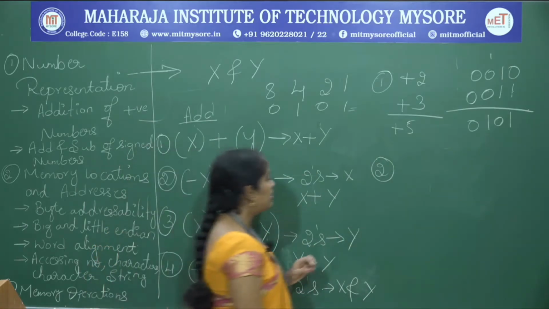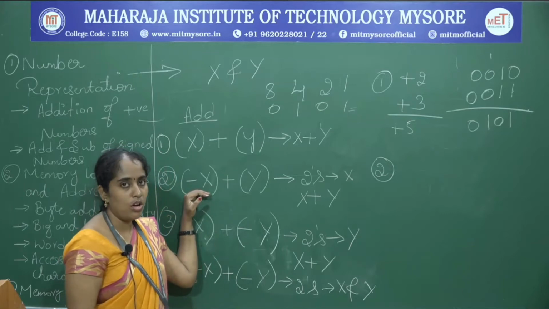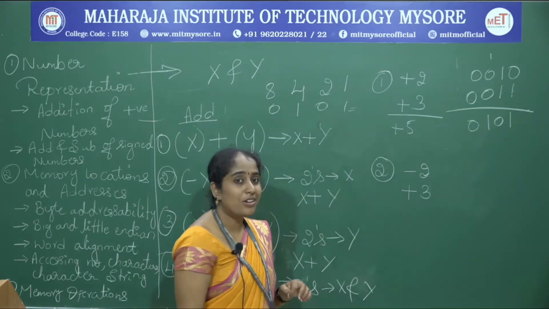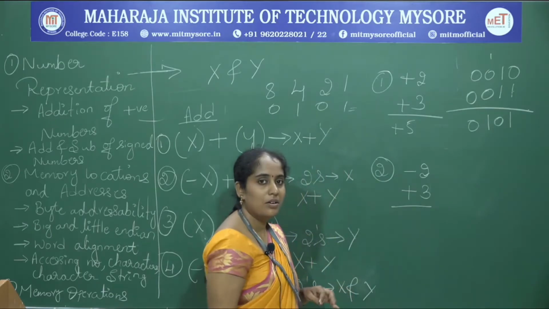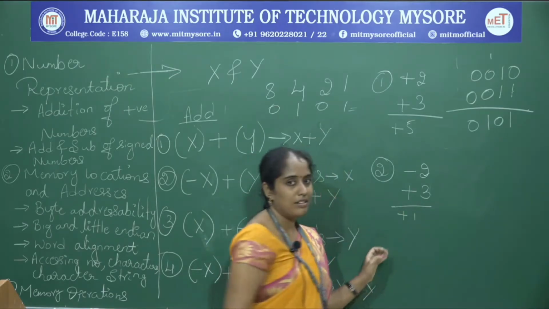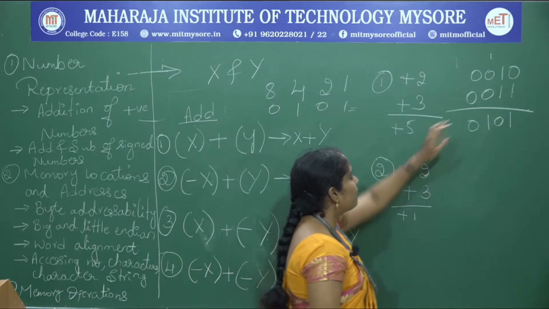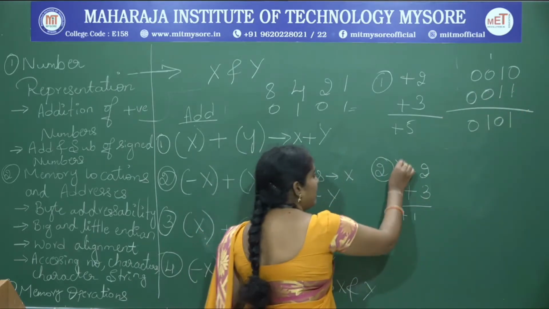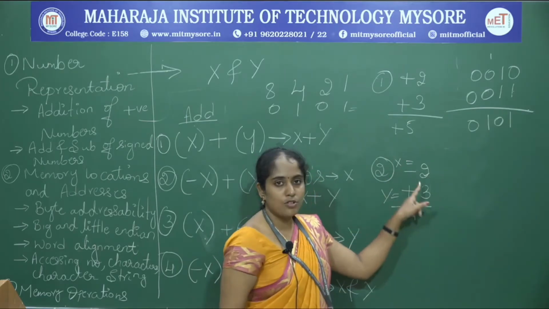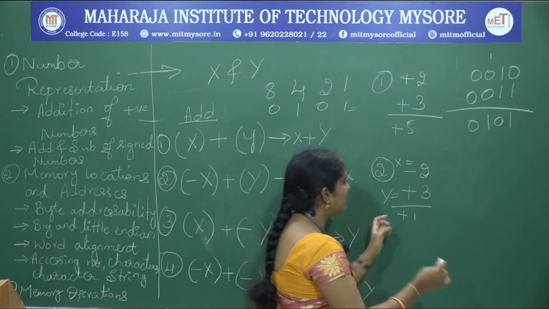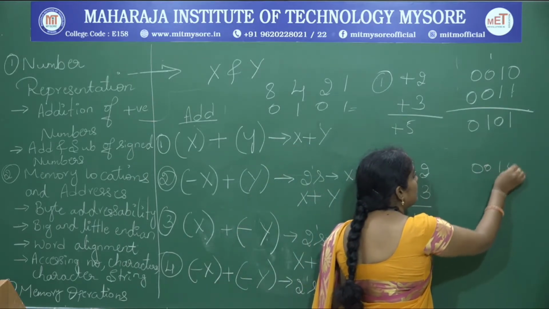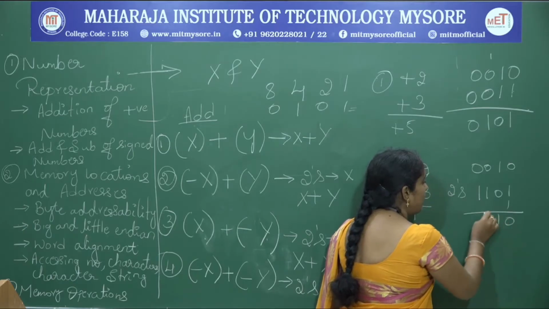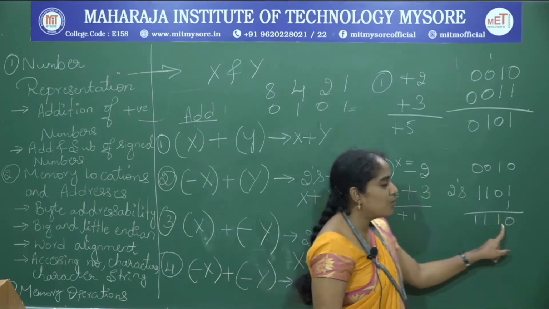Take the second example. Here, minus 2 and plus 3. What is the answer? Yes, it is plus 1. So for minus 2, plus 2 is 0 0 1 0. Take the 2's complement of x; this is x and this is y. The 2's complement of 2: for 2 it is 0 0 1 0, after the complement it is 1 1 0 1, add 1, and it is 1 1 1 0. So the 2's complement of 2 is 1 1 1 0.